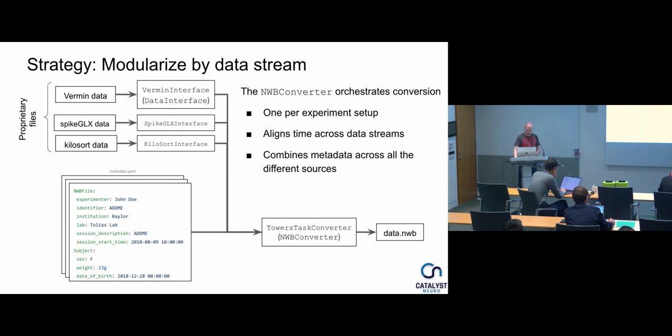The NWB converter orchestrates the conversion. You would have one NWB converter per unique experimental setup, ideally, although the newer converter pipe setup kind of loosens that a little bit, makes it a little more dynamic. The NWB converter can also be what's responsible for aligning time across data streams. I have a slide specific to that towards the end.